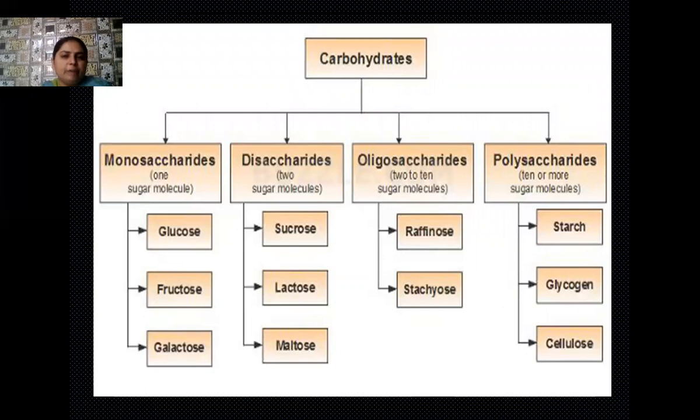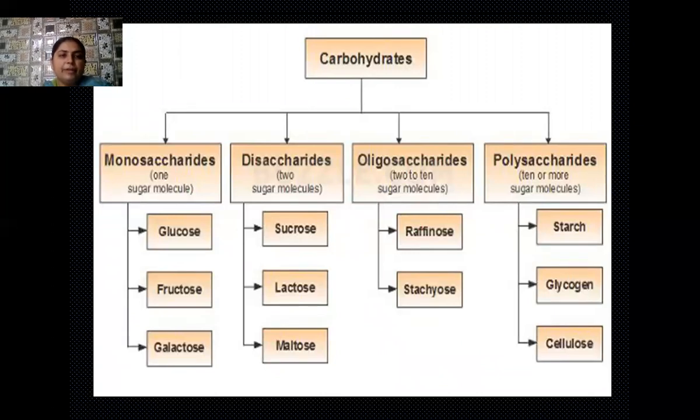Yes, a flow chart of carbohydrates and their classification is now visible to you. We have classified the carbohydrates into four major categories: monosaccharides, disaccharides, oligosaccharides, and polysaccharides. Students, monosaccharides are those carbohydrates which are made up of one single molecule of sugar. And here we have three examples: glucose, fructose, and galactose.